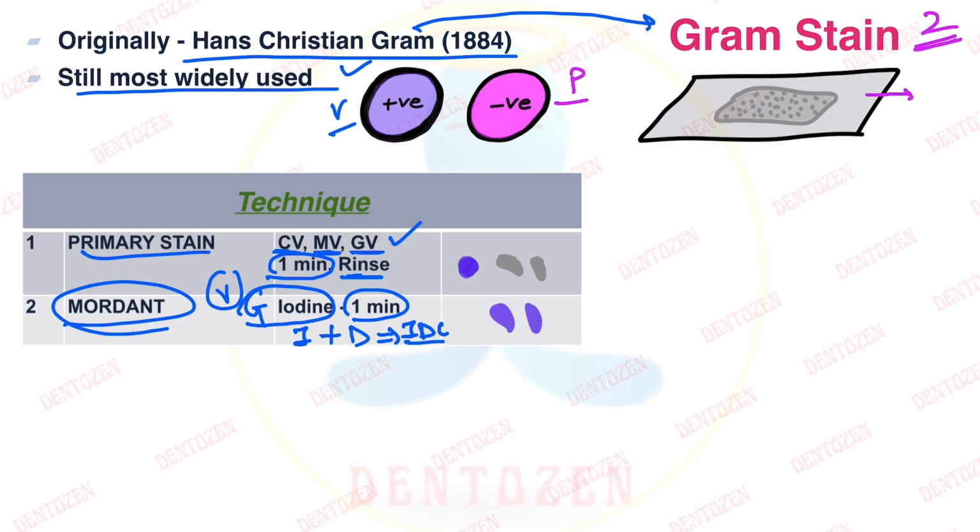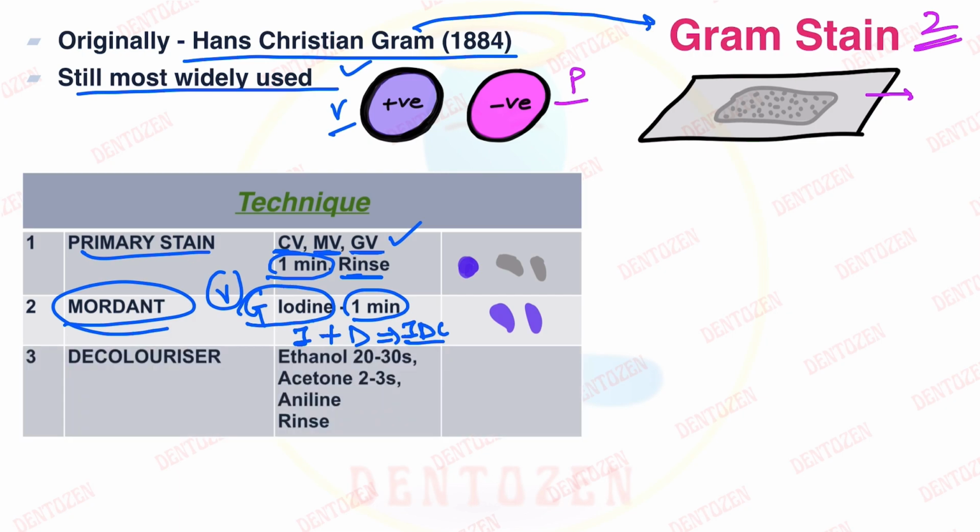Now comes the third step, that is decolorizer. What is the role of decolorizer? De means removal, so it is a color removing agent. The decolorizer that is used is ethanol, acetone or aniline. After this decolorizer is put, it is rinsed. Some bacteria will still keep the first stain, that is they will still be violet, but in some bacteria the first stain will get removed by the decolorizer and now they will again become unstained. So how do we see these unstained bacteria now?